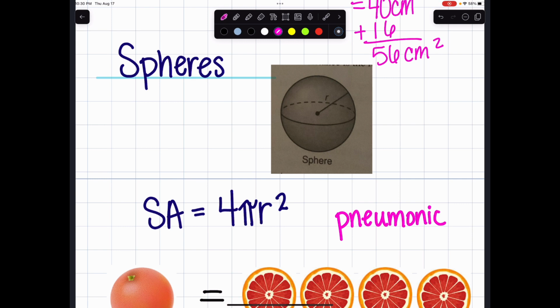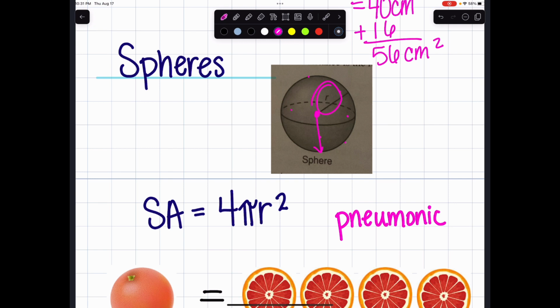Every single point on the sphere is the same distance from the center. So you could pick any point. If this is a basketball, any point on it. Doesn't have to be right on the edge when you're looking at it. It's the same distance from the very center. That's called the radius, the r.